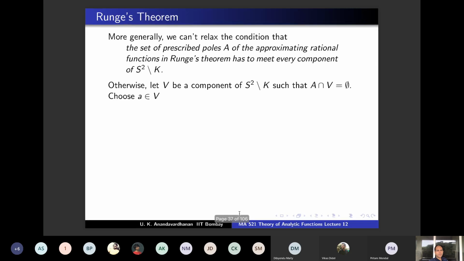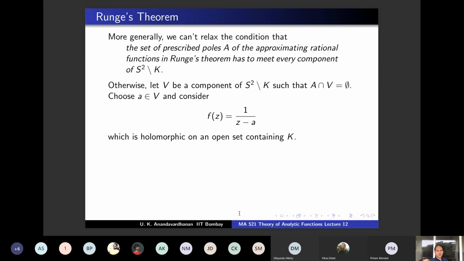So take such a V and choose a point a in V and consider a function similar to the earlier one, f(z) = 1/(z - a). This is holomorphic on a small open set containing K, because a is in V, so a is outside K. So there is a small open set containing K where this is holomorphic, and we want to say that this cannot be approximated by rational functions all of whose poles are in A, uniformly on K.